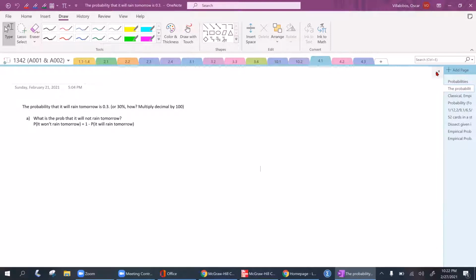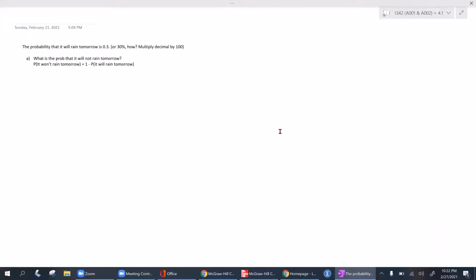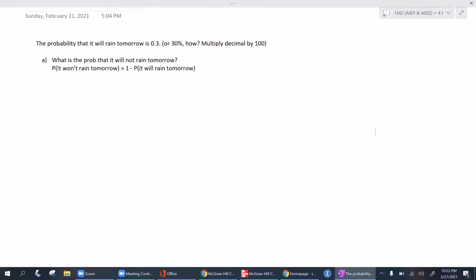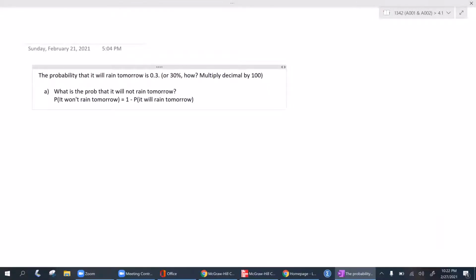Let's go ahead and give a few examples. I have here, the probability that it would rain tomorrow is 0.3. Okay, they give me a decimal.